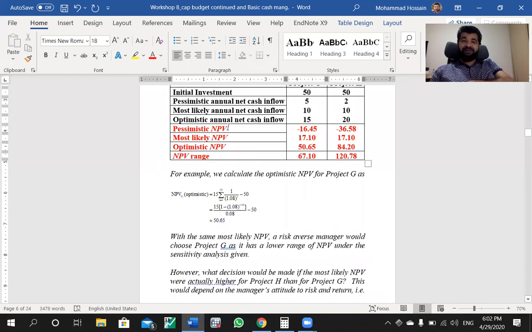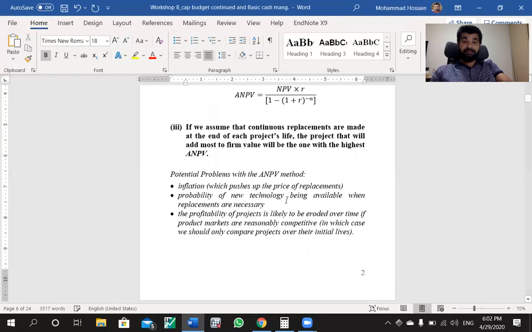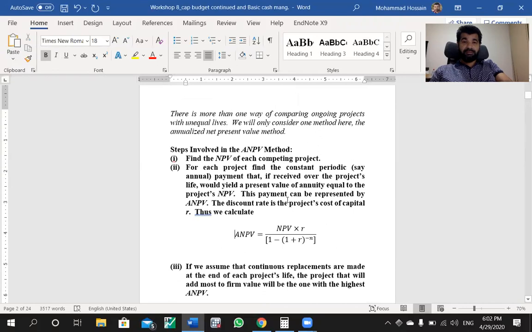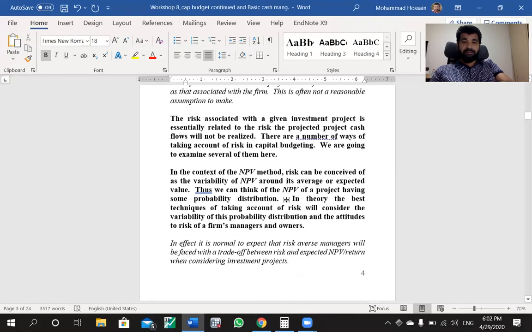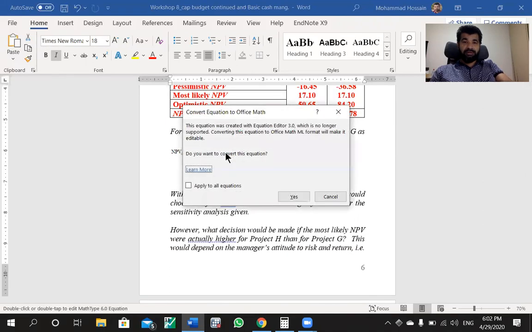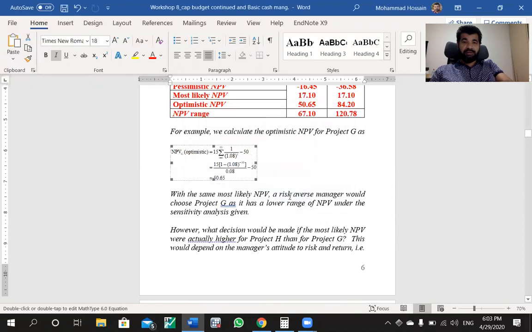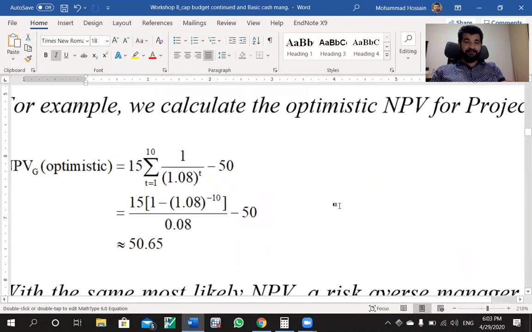So the pessimistic net present value, how are you going to calculate this one? That's not working. Okay, I'll make it bigger then, if it's not opening up bigger. I'll make it bigger.